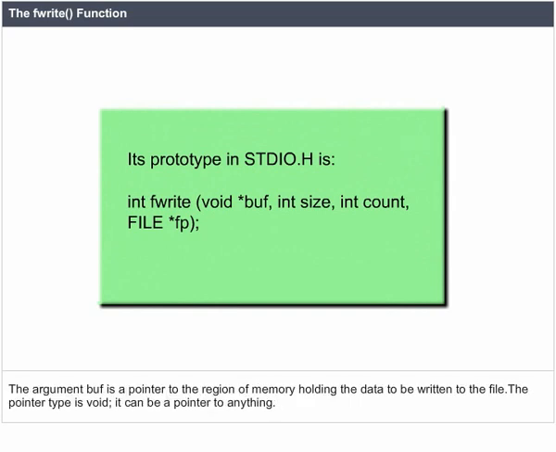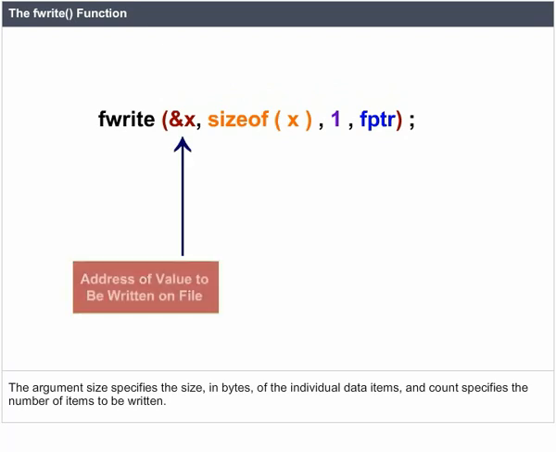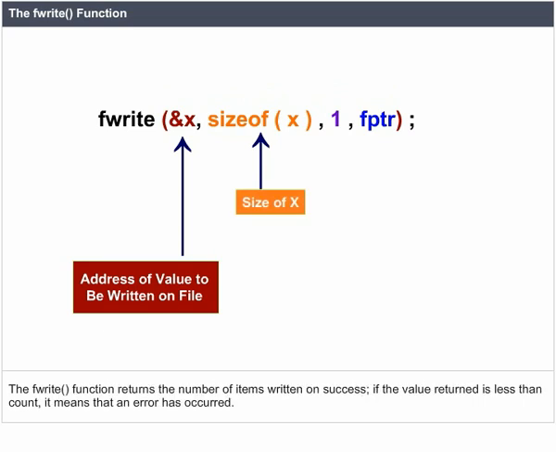The argument buf is a pointer to the region of memory holding the data to be written to the file. The pointer type is void. It can be a pointer to anything. The argument size specifies the size in bytes of the individual data items, and count specifies the number of items to be written. The argument fp is, of course, the pointer to type FILE returned by fopen when the file was opened. The fwrite function returns the number of items written on success. If the value returned is less than count, it means that an error has occurred.